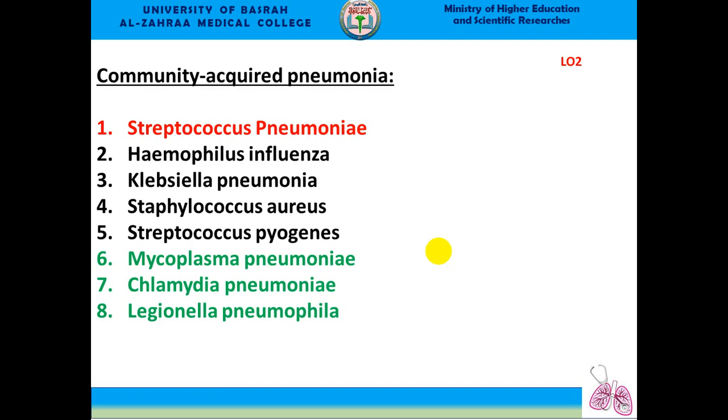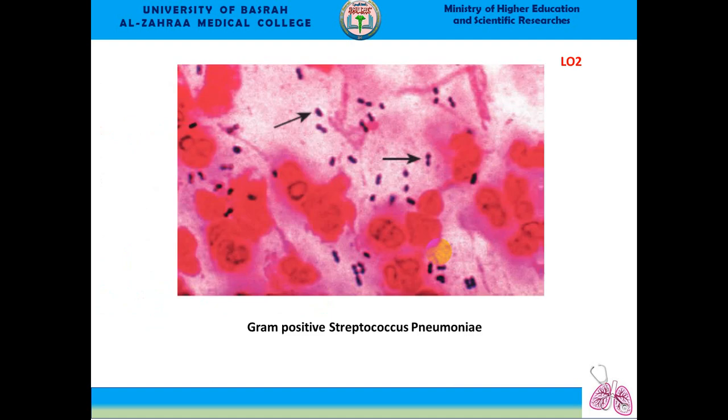For example, in community-acquired pneumonia, the most common microorganism is Streptococcus pneumoniae, followed by Haemophilus influenzae. Sometimes we call it H. influenzae. Thirdly is Klebsiella pneumonia, which is gram-negative pneumonia. Staphylococcus aureus, Streptococcus pyogenes, and Mycoplasma pneumonia, Chlamydia pneumonia, and Legionella pneumophila. So this is the order of microorganism according to its prevalence in the community-acquired pneumonia.